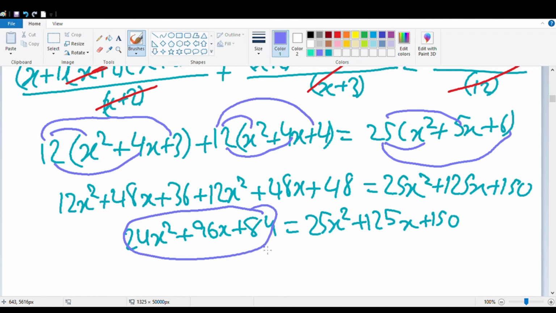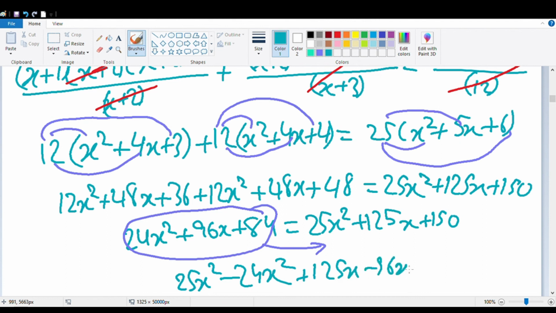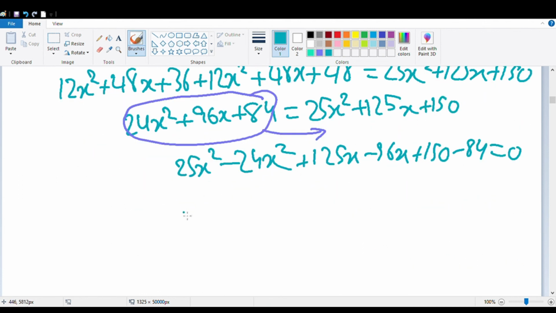So we're going to send these terms to the right-hand side. So 25x squared minus 24x squared plus 125x minus 96x plus 150 minus 84 is equal to 0. So we get x squared plus 29x plus 66 is equal to 0.